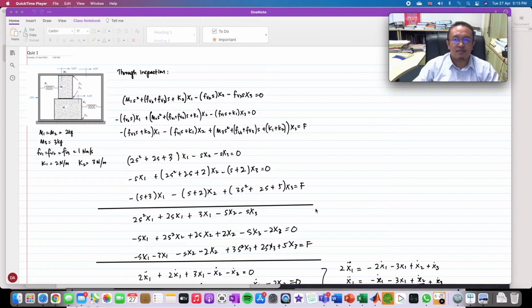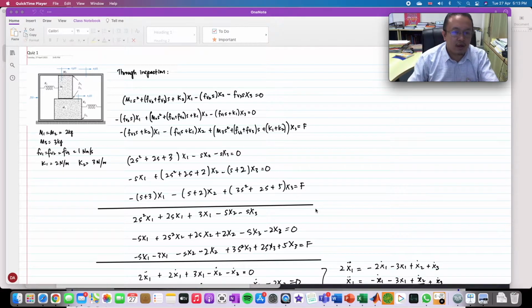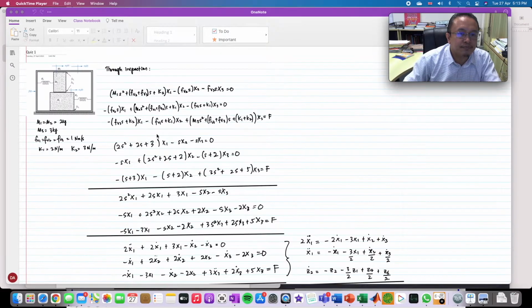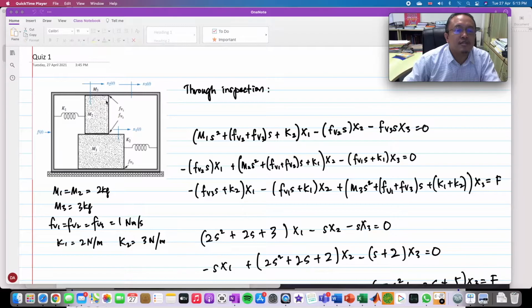How to get the answer for our quiz number 1 that we had recently. Okay, first of all, I'm going to show you the diagram. From this diagram, we have 2 blocks and an enclosure with 2 springs, right? And then we have friction, 3 frictions between each block and the enclosure.